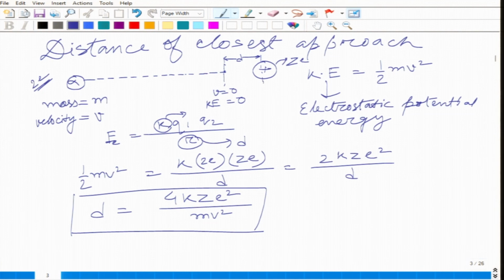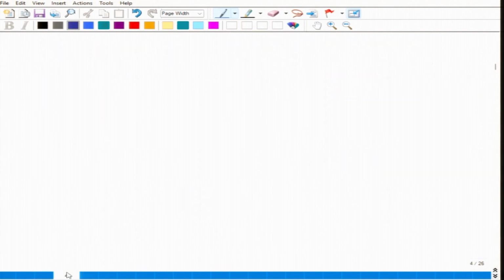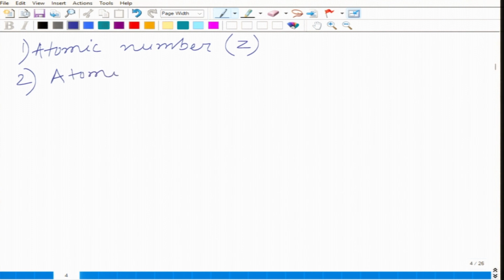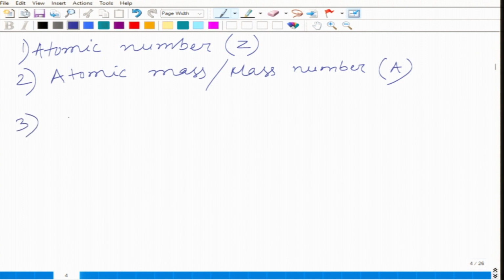Now, there are certain important terms that we have to discuss in this class. These are the terms we will learn about. First, atomic number, denoted by Z. The second one is atomic mass or mass number, denoted by A.